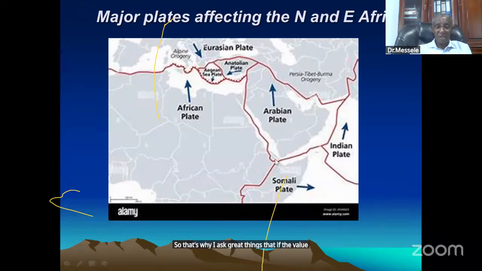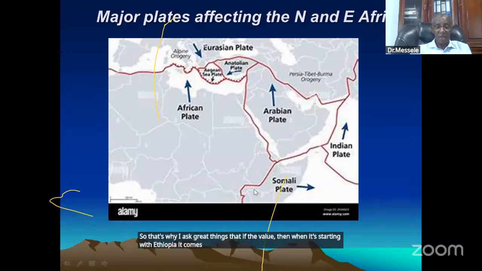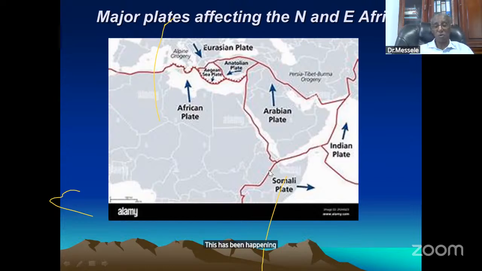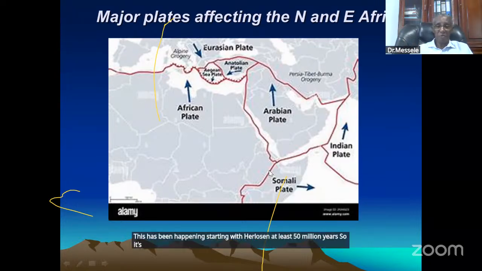Then starting with Ethiopia, it comes inland. Then the Somalian plate is moving on. At this point, it is a triple junction: Arabian, African, Somalia. But once it enters the territory of Ethiopia, after some distance in the Afar, the Somalian and African plates are moving apart. This has been happening since at least 50 million years ago. It's moving at a rate of maximum 2 centimeters per year, but on average from 0.5 to 0.8.